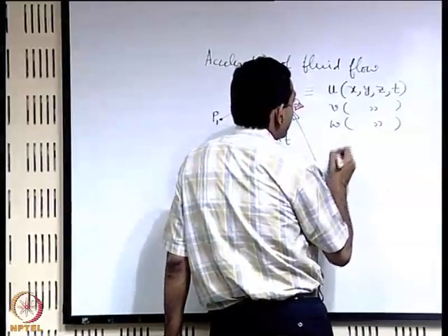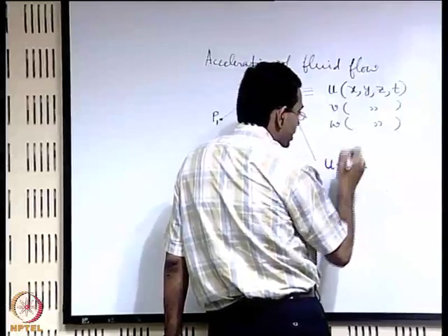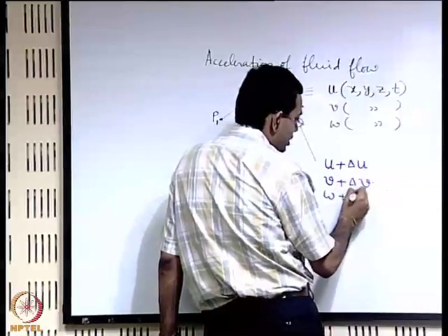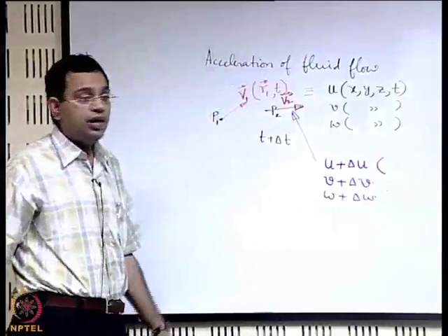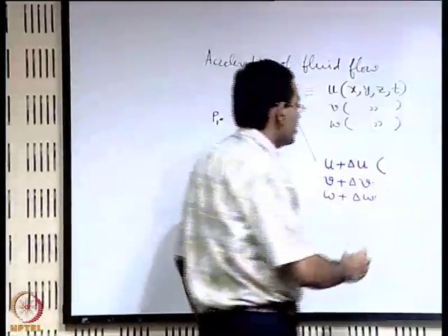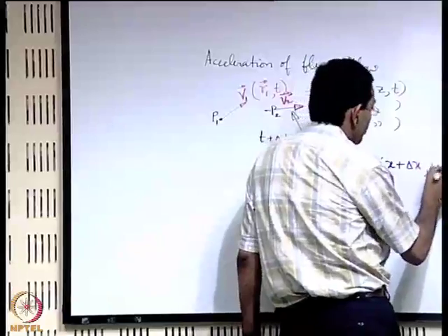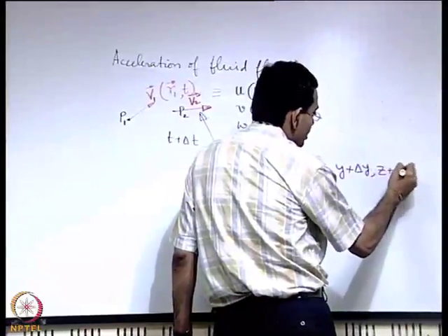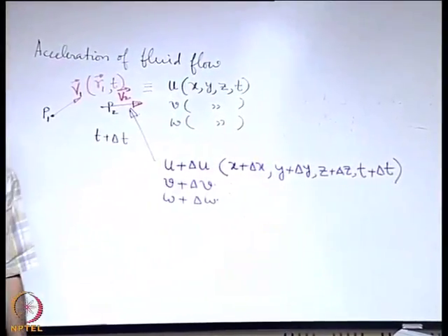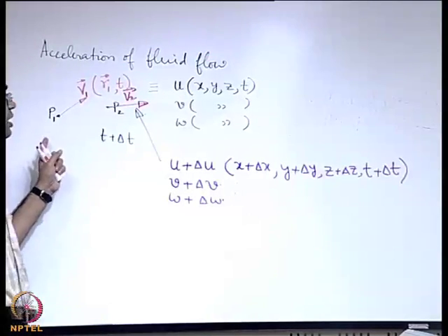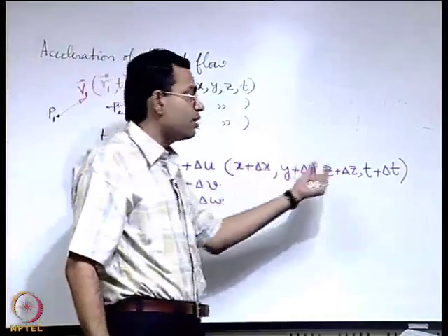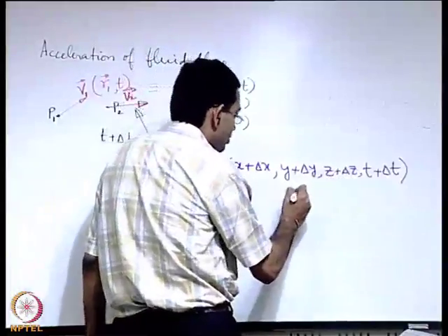Let us say it is given by its components u plus delta u, v plus delta v, w plus delta w. These are functions of the new position vector, say r1 plus delta r1. In terms of scalar components, it may be x plus delta x, y plus delta y, z plus delta z. And the time has also changed, it has become t plus delta t. So we are thinking about a small interval of time delta t over which the fluid particle has undergone some displacement, which is a change in position vector having components delta x, delta y and delta z. That is what we are trying to understand.